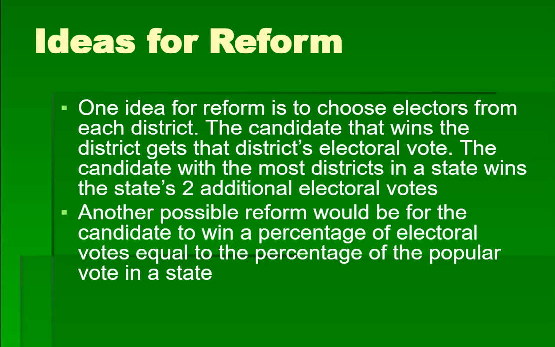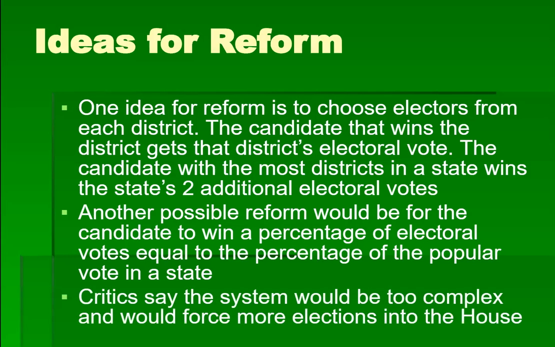Another possible reform would be for a candidate to win a percentage of the electoral votes in the state equal to the percentage of the popular vote in a state. So if you won 51% of the vote of the state, you would get 51% of the electoral votes. That would be a little bit more difficult to do, especially in states that only have 3 electoral votes, and some of them only have 3. Now, critics say that either of these systems would be too complicated and would force more elections into the House of Representatives. The system as it works today, yes, sometimes a person can lose the popular vote and win the electoral vote, but it's only happened 5 times in history.